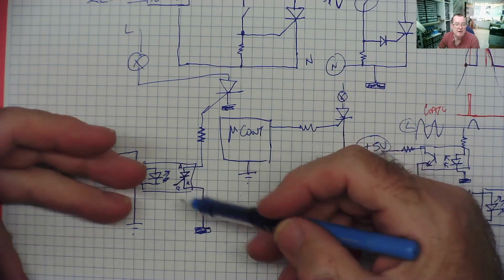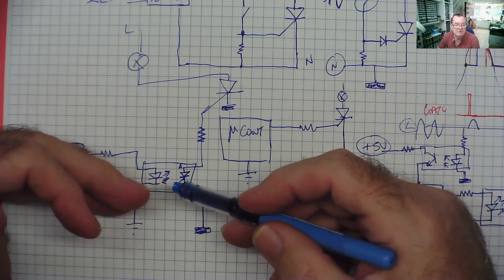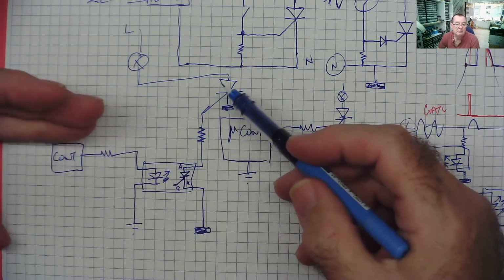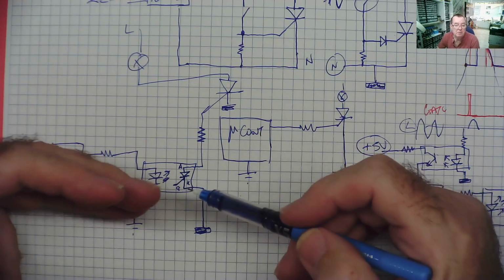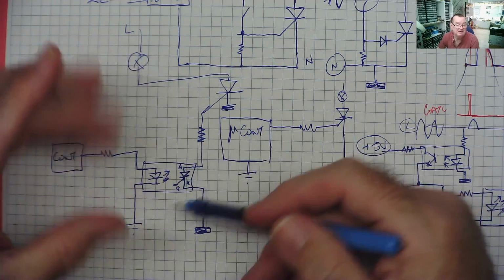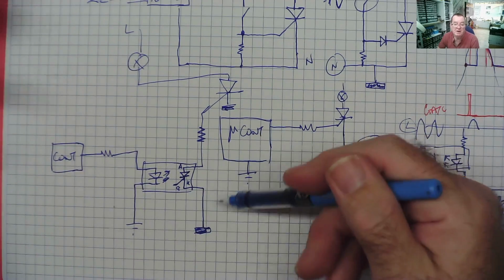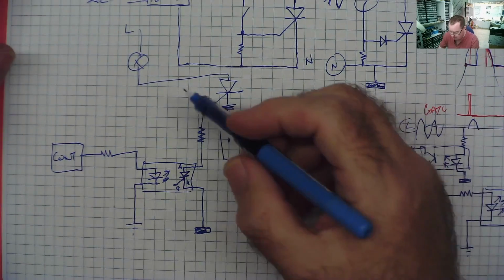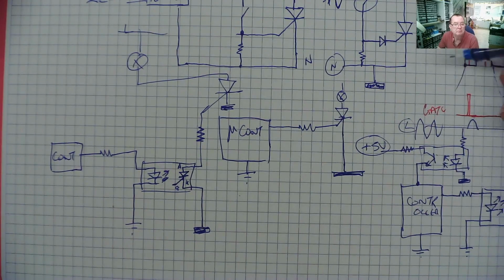If you use a photo transistor in here, you would have to make sure this was switched off to turn it off. Using a photo thyristor means you can send a pulse of light into the LED, one pulse, the LED flashes, and you don't have to worry about this switching off. This will switch off when the mains voltage passes through 0.